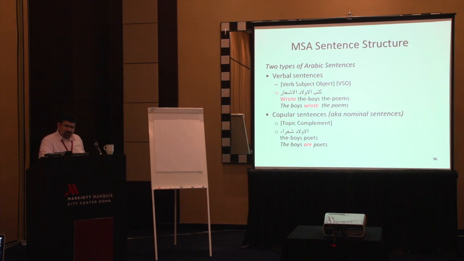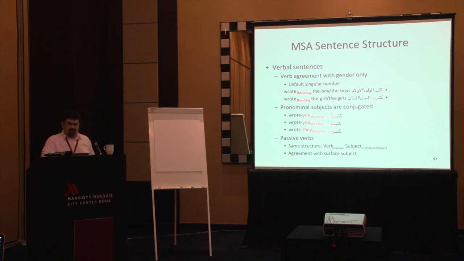Okay. Just a quick review of Arabic syntactic phenomena. In discussions of Arabic grammar, you typically get two types of sentences: verbal sentences and copular sentences. Verbal sentences have verbs somewhere in them, typically at the beginning: the verb followed by the subject followed by the object. Copular sentences are just a topic followed by a complement. In the verbal sentences, there is partial agreement. It only agrees in gender, so there's no number agreement in the verbal sentence structure.